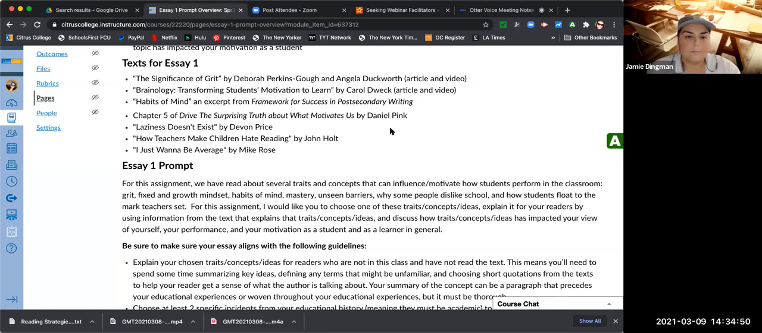So that would be a way to look at that and to explain to me how teachers and coaches and other people have misinterpreted the circumstances that were going on in your life and how you felt about yourself and how you felt about your education and how they perceived that to be laziness, but you were really struggling with other things. And you can give me those three examples of how that shaped your education and your motivation. And then, of course, the same thing with how teachers make children hate reading.